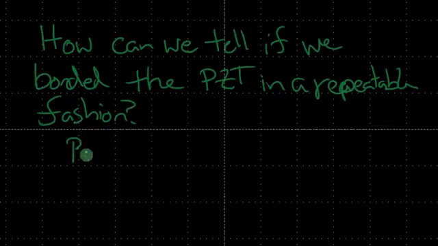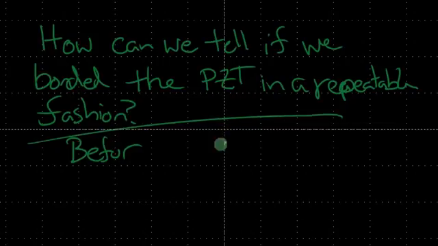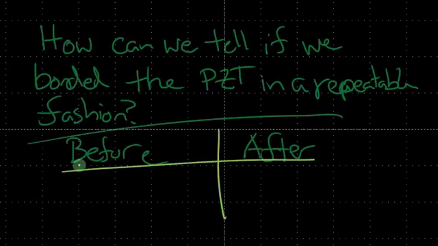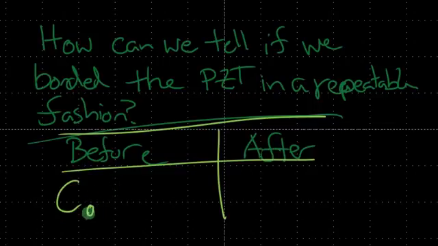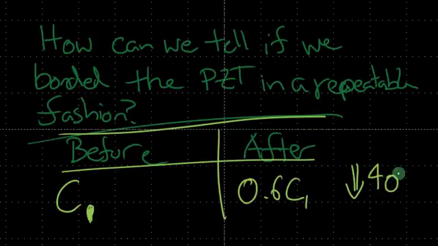So before, I'm going to draw two sections, before and after. If you have a capacitance C1, and afterwards we have a capacitance 0.6 C1, if we compare this ratio, the capacitance dropped 40%, right? If you compare this ratio before and after for each of the ceramics that we bond, we can understand that we have clamped each one in a similar fashion.